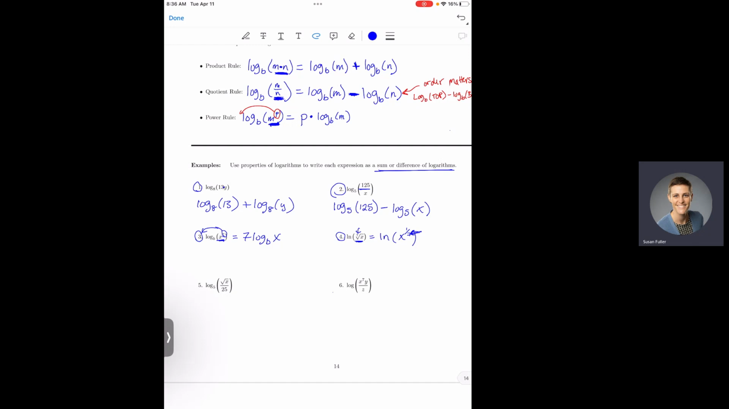And now we have a power inside our logarithm, so now we can take that power and drop it out front. So this is the same as 1/7 times the ln of x. And now we're done.